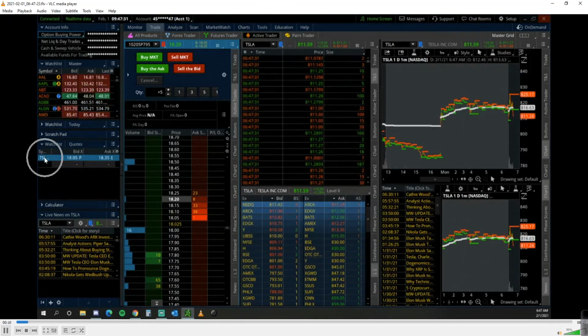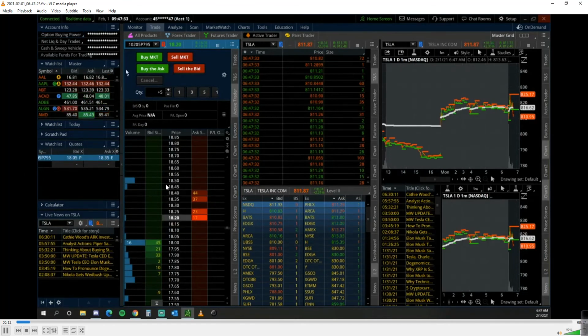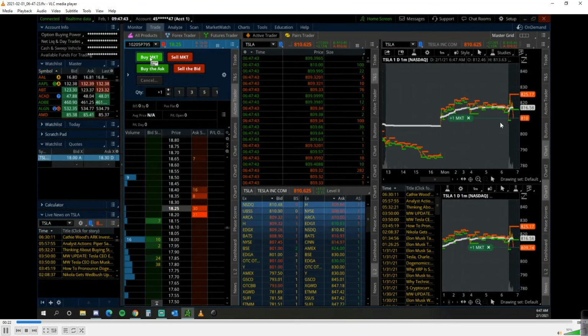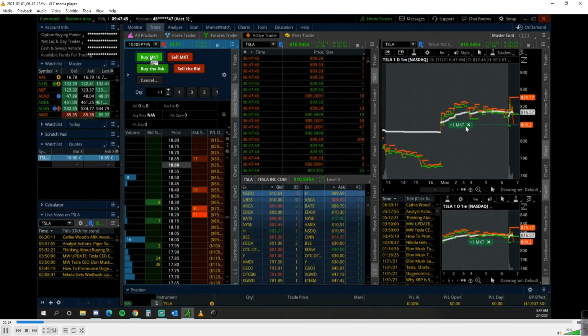The Tesla contract is here. This is my active trader. I have time and sales. I have level two. I saw that Tesla was coming down to 810. I wanted to enter before the break of pre-market levels, just to try to catch the momentum. So here you can see I entered my trade.